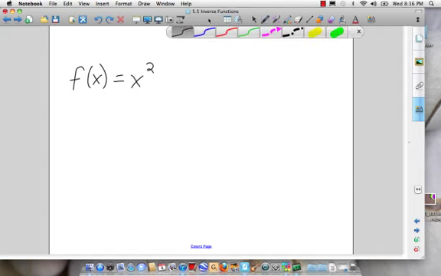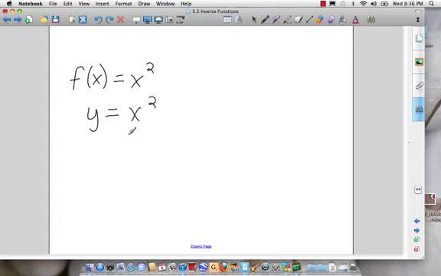So I'm now going to do step number 1. I'm going to replace f of x with y. So now I have y equals x squared. And then the second step is to exchange x and y. So instead of y, it's x, and instead of x, it's y. And then I need to solve for the new y. So in order to do that, I'm going to have to take the square root of y squared. Whenever you take the square root of both sides of an equation, you need to remember to introduce the plus or minus sign.